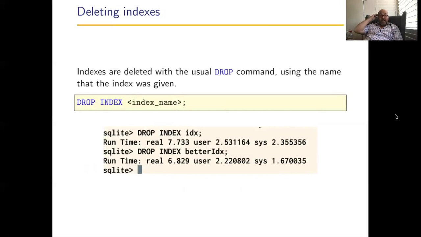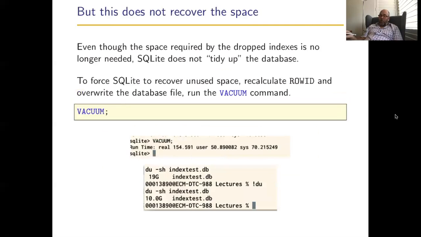If you want to delete an index, you just use drop index, which is similar to drop table and all the rest of it. It takes a little bit of time to drop the index, but not nearly as much as creating it. So now I've dropped both my index and my beta index and so on.